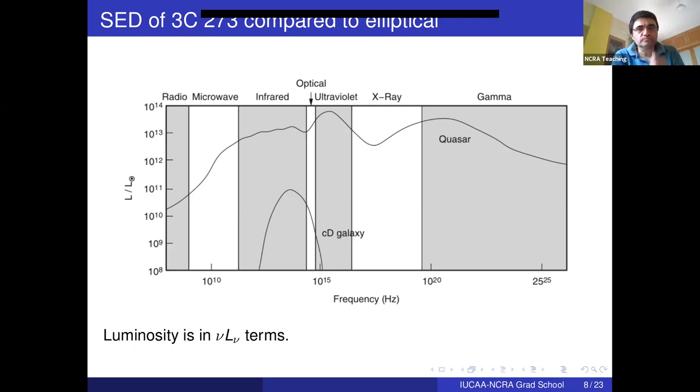As you can see, the CD galaxy of course peaks in the infrared because its stellar population is dominated by old stars, which emit more in the near infrared than they do in the optical, but it does have a fair amount of emission in the optical as well, and a little bit of emission in the radio. So this comparison was made just to show you that even if you take the most luminous galaxy known and compare it with the quasar, the quasar beats it hands down in every wave band. There is no real comparison.